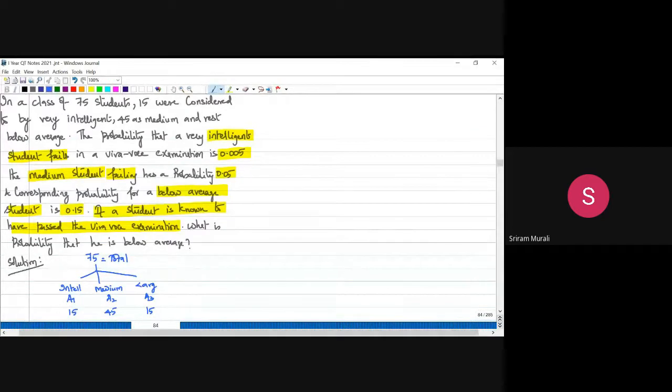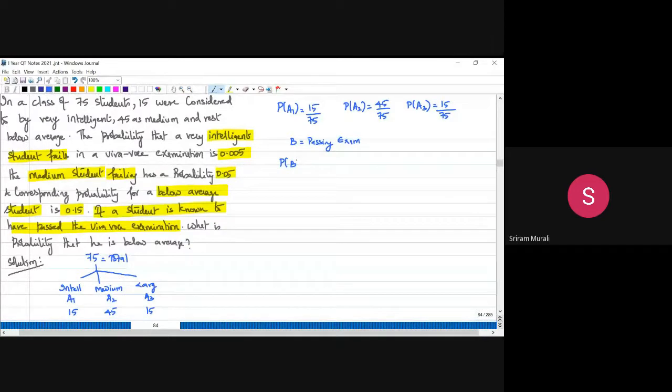So you are given P of A1, P of A2, P of A3. P of A1 is equal to 15 over 75. P of A2 is 45 over 75. P of A3 is 15 over 75. Is this clear? B is a common event. It is passing the examination. So passing the exam is B, and you are given B bar.